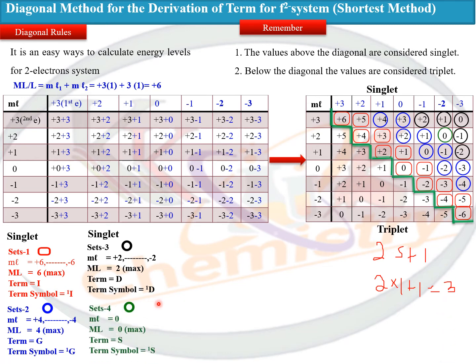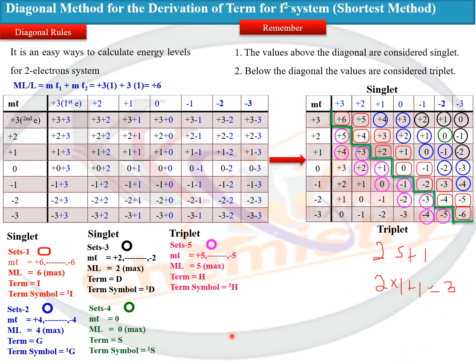Next one is the term symbol where the capital ML value, or you can say the L value, is 0 as the maximum, and the small ml value is also 0. So when ML is equal to 0 or L is equal to 0, the term will be S, as this S exists above the diagonal where the spin multiplicity is 1, meaning a singlet. So the term symbol will be singlet S.